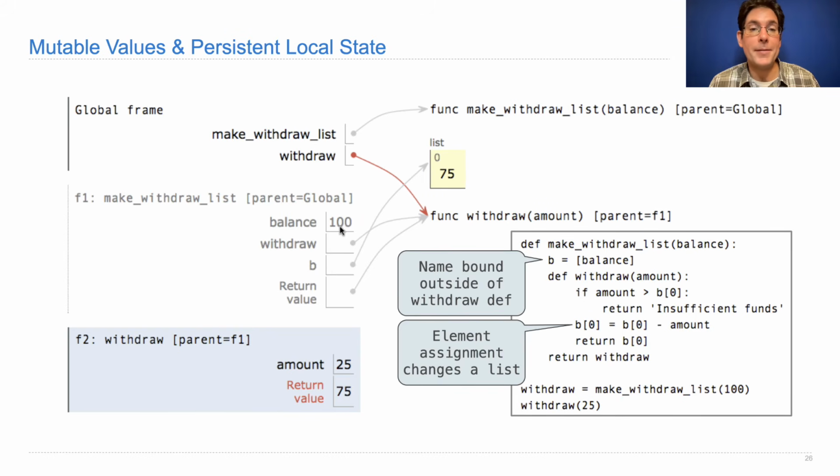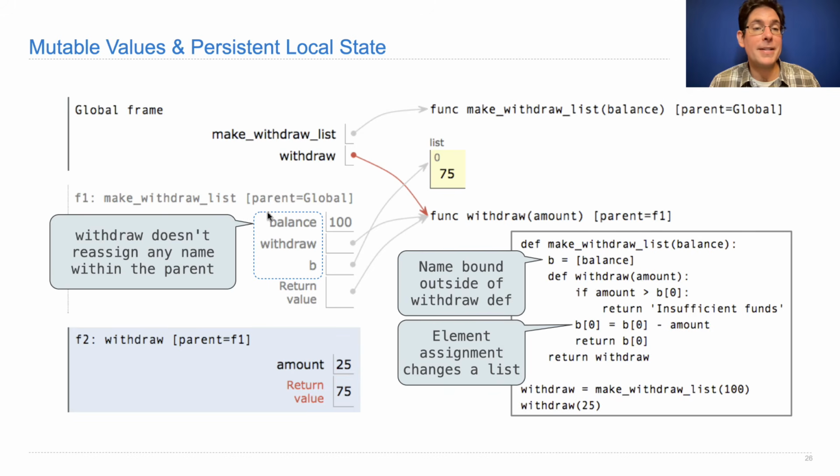MakeWithdrawList was called with a balance of 100. It defined a B, which is a list, which originally contained 100, and then defined a withdraw, which is a function whose parent is F1, the makeWithdrawList frame, which means that the body of withdraw can refer to this B. It can also change that B. Withdraw was returned bound to the name withdraw, then called on the amount 25, which checked to make sure that 25 was not greater than what was in this list originally, which was 100. Then it reassigned the contents of the list to be 100 minus 25 is 75.